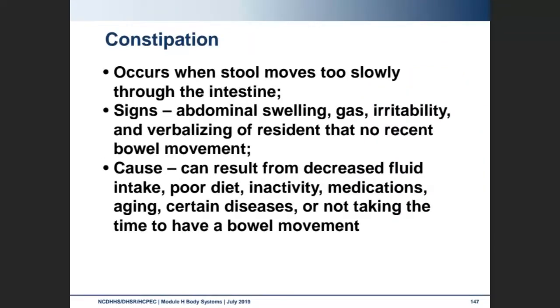We've talked about constipation a bit already, but this is when the stool moves too slowly through the intestines. You may see abdominal swelling, gas, irritability, of course, reports of not having a bowel movement. This can result from either decreased fluid intake, poor diet, being inactive, certain medications, aging, certain diseases, and sometimes it's just a matter of not taking the time to have a bowel movement. And this could unfortunately be because in the nursing home, residents may feel rushed to hurry up to get to the bathroom if they need assistance, for example. So we never want to rush our residents when they're going to the bathroom, whether it be to void, to pee, or to defecate.